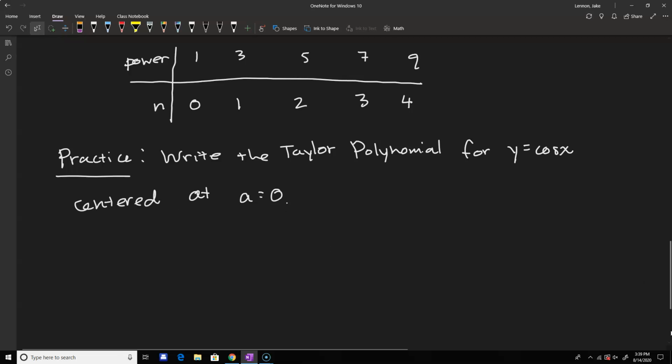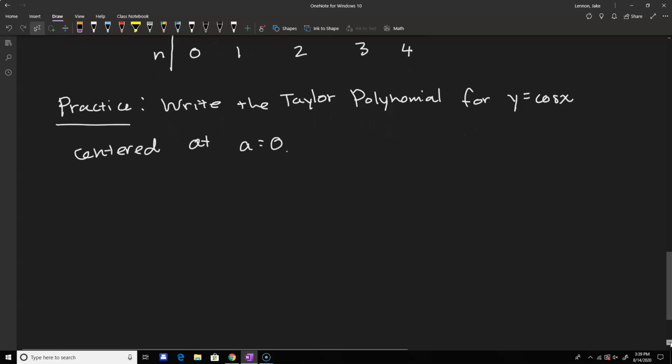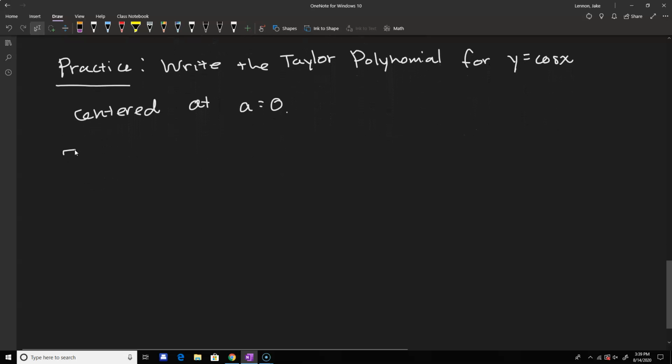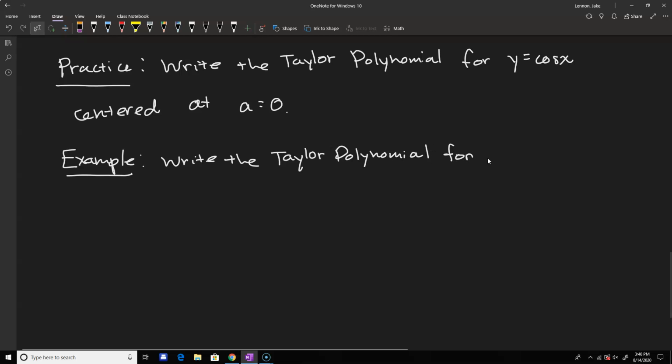Let's do another one. Another famous Taylor polynomial that comes up quite a bit is the one for e to the x. So let's go ahead and do that one. Write the Taylor polynomial for y equals e to the x centered at x equals 0. All right, a equals 0. I keep writing x. The book is using a there.